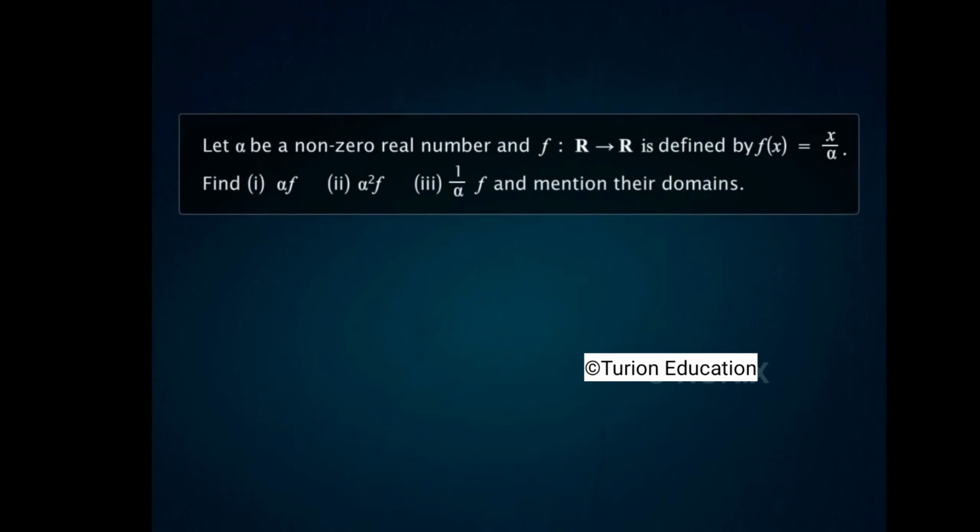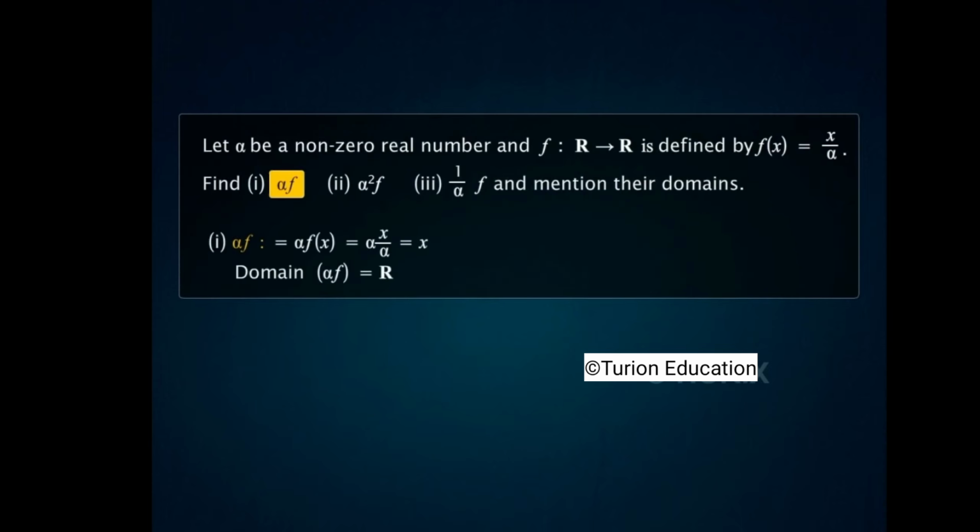Consider another example. Now, a real function is defined by x over alpha. We need to find the indicated scalar products and mention their domains. Now, alpha f of x will be alpha multiplied by x over alpha, giving x, which is defined for all real numbers, which then is the domain for the function alpha f of x.